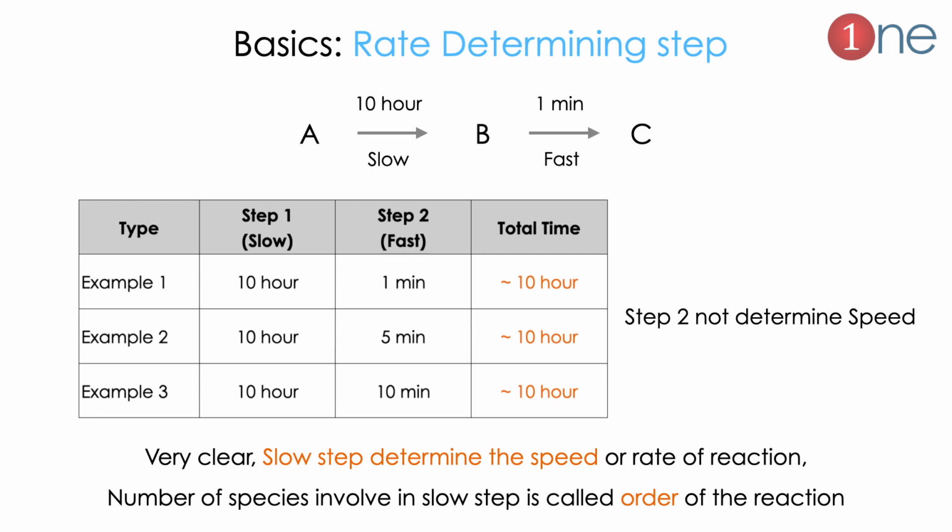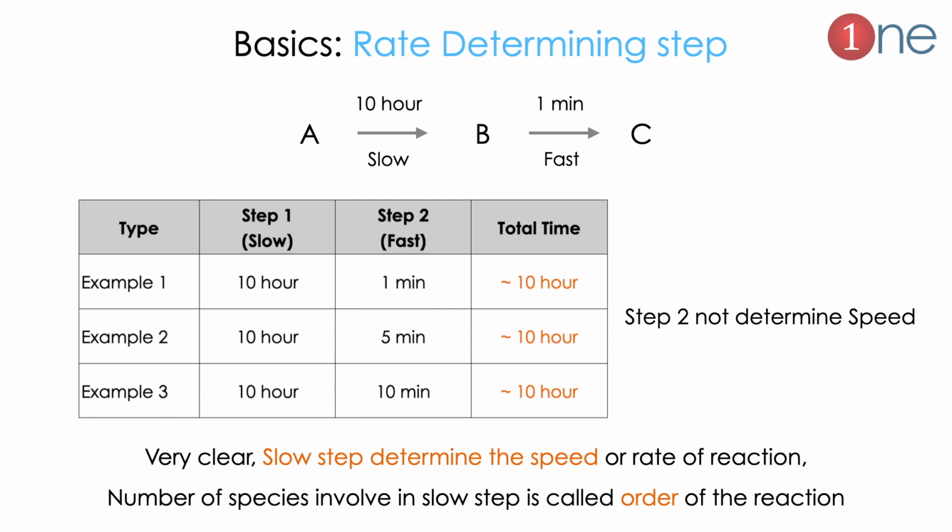Let us understand this example in a little more detail. In example 1, the first step is constant, which is 10 hours. The second step is 1 minute. So the total time is approximately 10 hours. In the second example, the first step is again 10 hours, and step 2 is 5 minutes because it's faster, but it doesn't matter, it's the same 10 hours. In example 3, the second step is 10 minutes, and it is the same 10 hours. It doesn't matter here. So the second step doesn't matter.